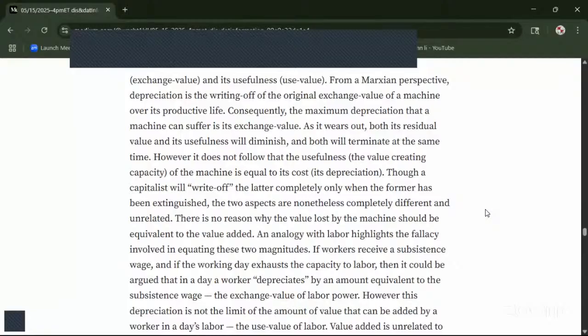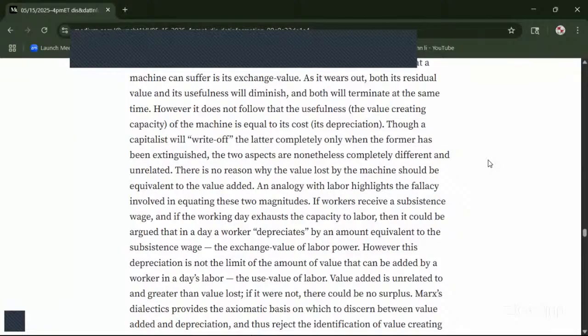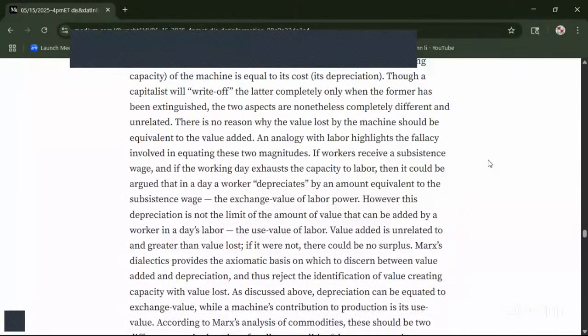If workers receive a subsistence wage, and if the working day exhausts the capacity to labor, then it could be argued that in a day, a worker depreciates by an amount equivalent to the subsistence wage. That's the exchange value of labor power. However, this depreciation is not the limit of the amount of value that can be added by a worker in a day's labor. A couple extra cups of coffee, blah, blah, blah. The use value of labor, value added, or, crystal meth or something, value added is unrelated to and greater than value lost. If it were not, there would be no surplus. Now, that seems like a tautology, but the fact of the matter is that is the kind of reality.